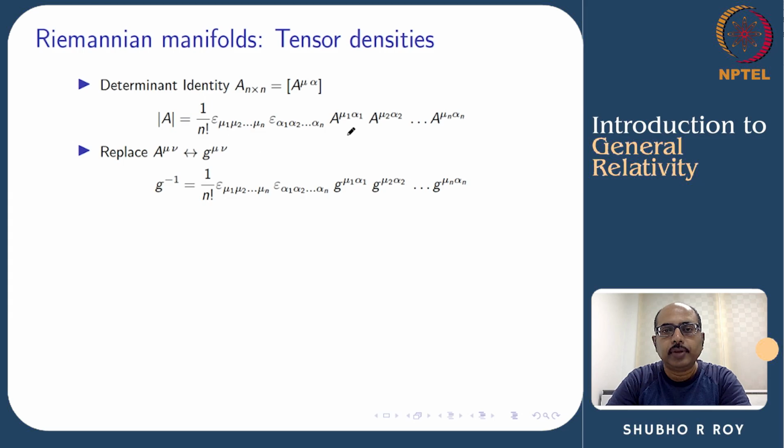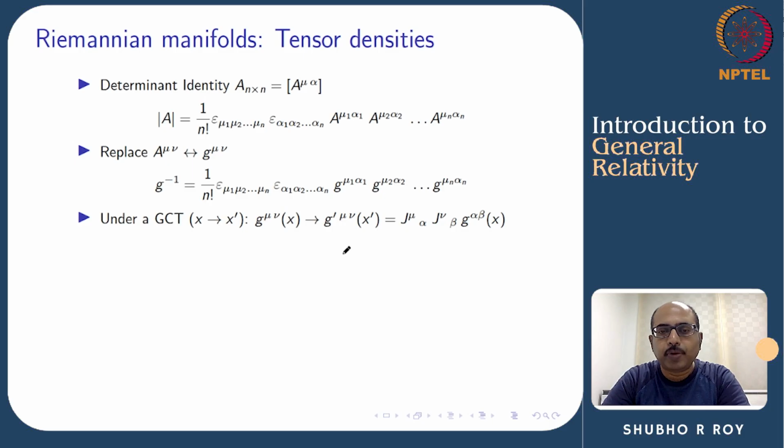Now, instead of a general matrix, I'm going to specialize to the inverse metric, which is given by G with upper indices. For the inverse metric determinant, instead of putting an absolute value sign, I'm just going to denote it by G inverse. G inverse means the inverse metric determinant. And then we have this identity here. So our question is, how does this transform under a general coordinate transformation? For that, we recall that the inverse metric transforms like this, with two powers of the Jacobian component.